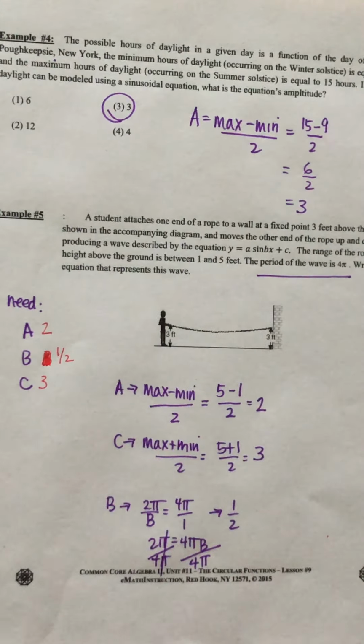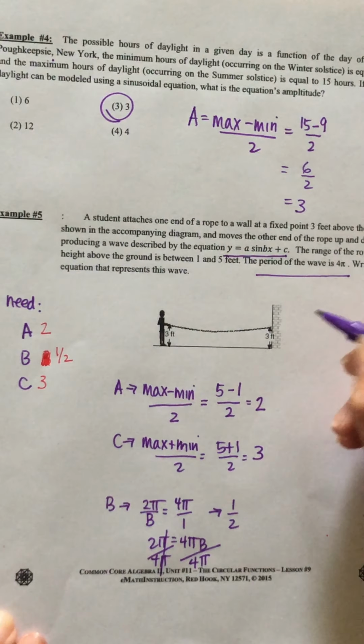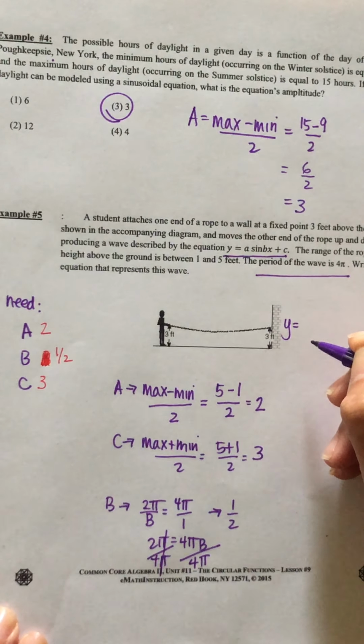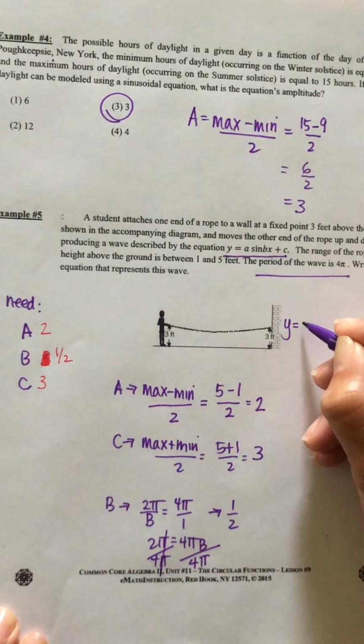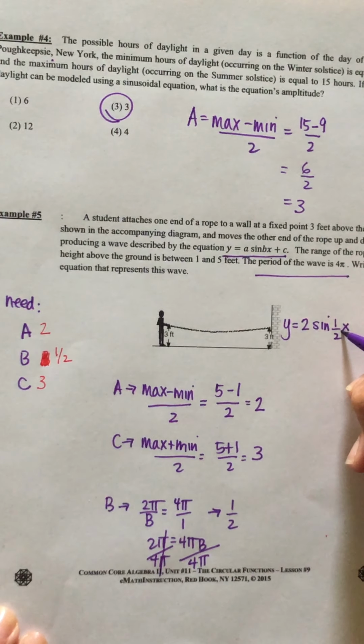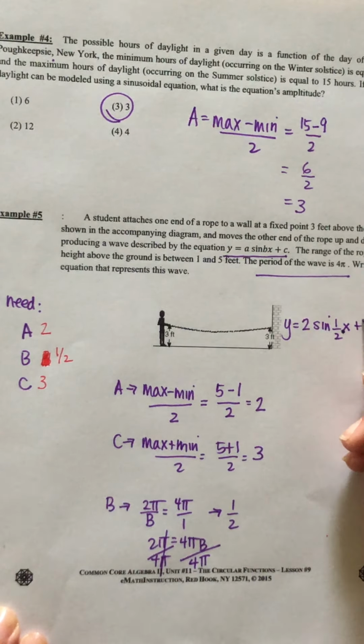Now we just have to write up the equation. Look at the format of the equation: y equals A sine Bx plus C. Our formula: y equals our A value of 2, sine, our B value of 1/2. Make sure you put the x in there. And then plus your C value of 3.